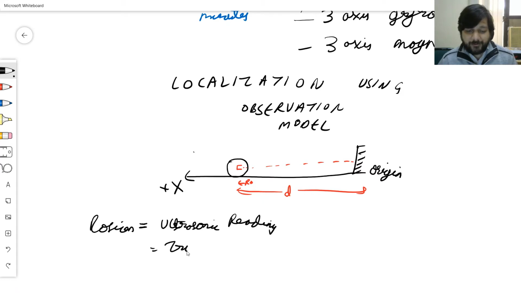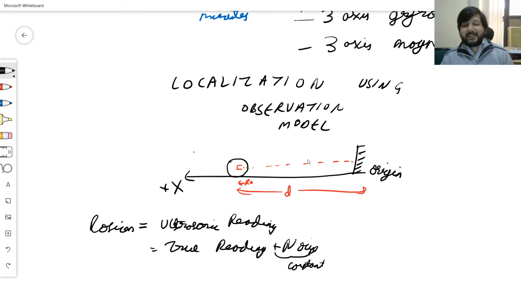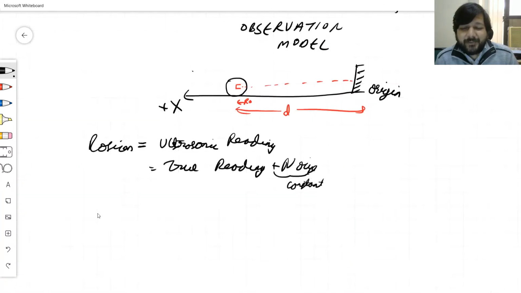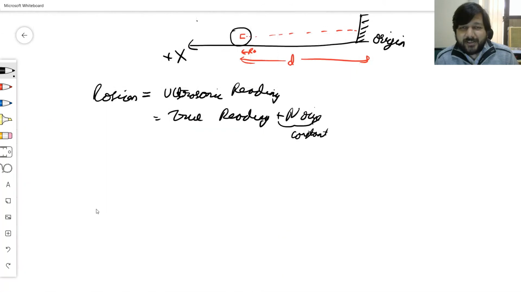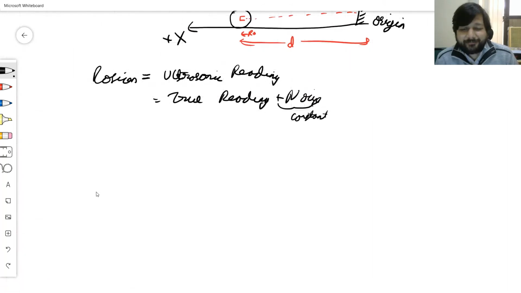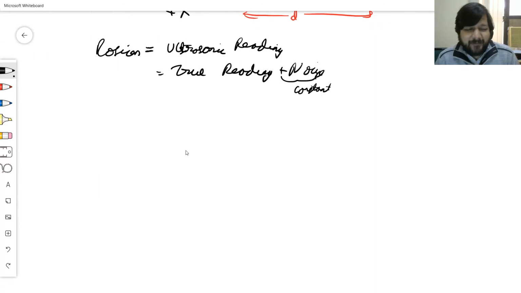So my position is always the ultrasonic reading, which is the true reading plus noise. And this is constant. That means even after 5 hours, I'll have just a constant error. It's not that the errors are increasing with time. The errors are constant. They may be large, depending upon the resolution of the ultrasonic, but my positions are constant with time.